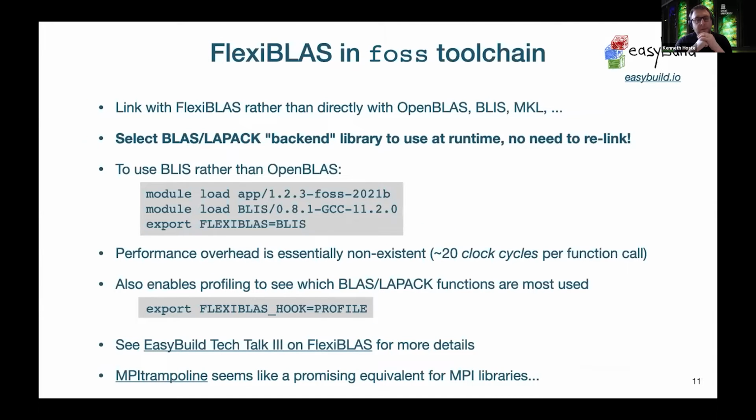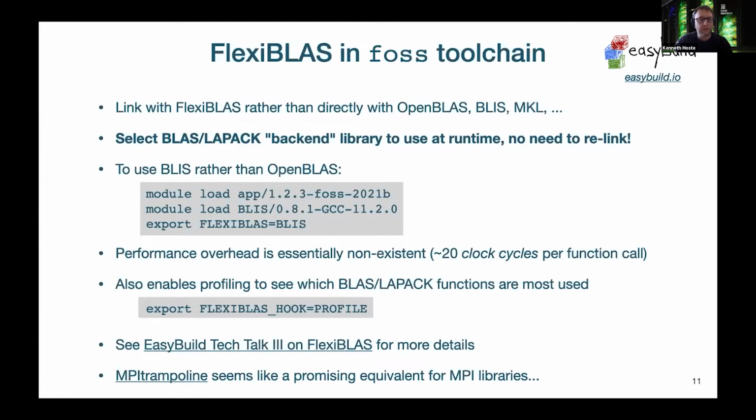Then another enhancement or change that we made recently is the adoption of FlexiBLAS in one of our main compiler toolchains, the foss common toolchain. So what we're doing here is rather than linking software directly with a BLAS library like OpenBLAS or BLIS or MKL, we're linking it with FlexiBLAS, which is a wrapper library essentially around all these actual BLAS or LAPACK libraries. And that allows you to select the different BLAS or LAPACK backend at runtime, essentially.